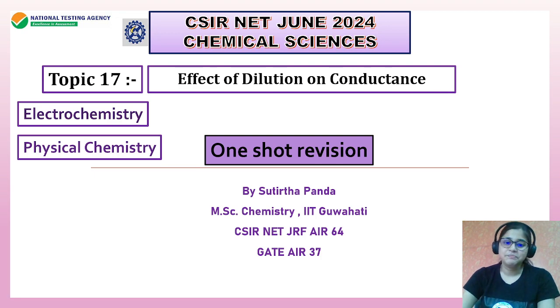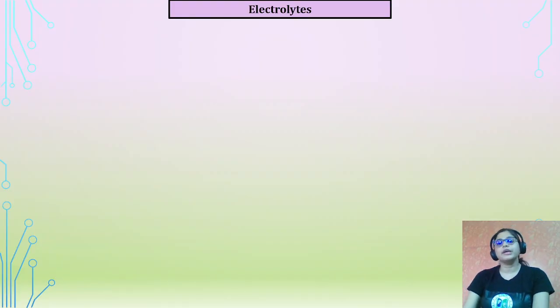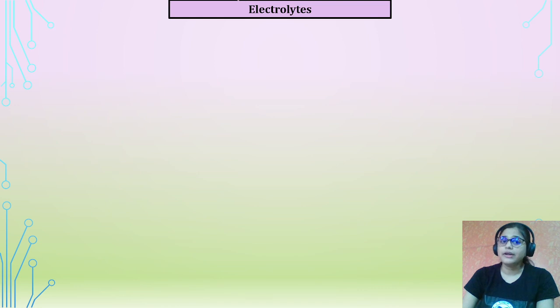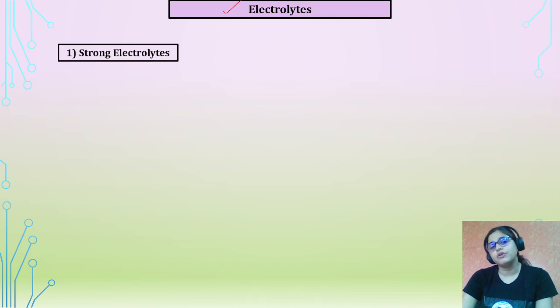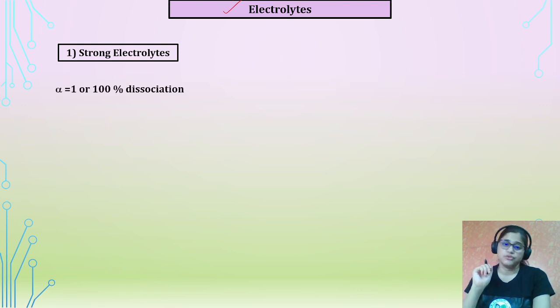Let's start then. So first, I will be talking about electrolytes. What are electrolytes? We know, right? The compounds which give ions when we take them in a solution. But there are two kinds of electrolytes. One is strong, another one is weak. How can we say one is strong and one is weak? What defines this is the degree of dissociation.